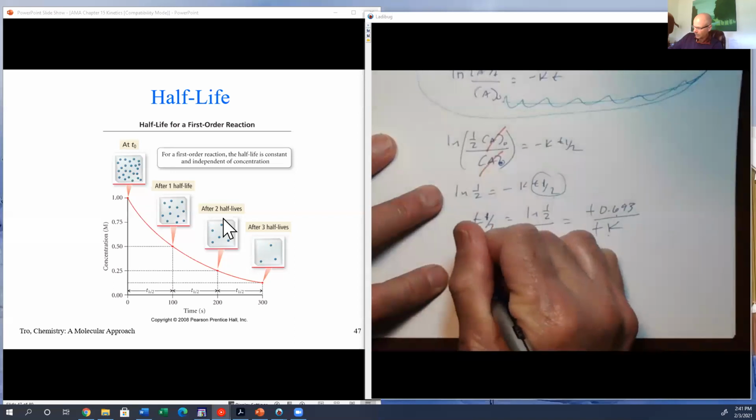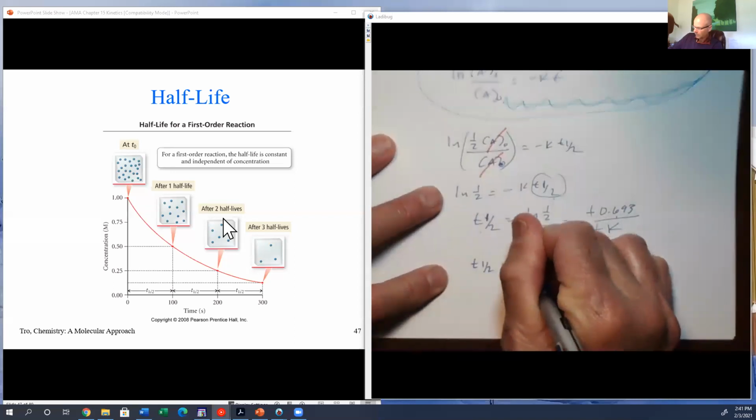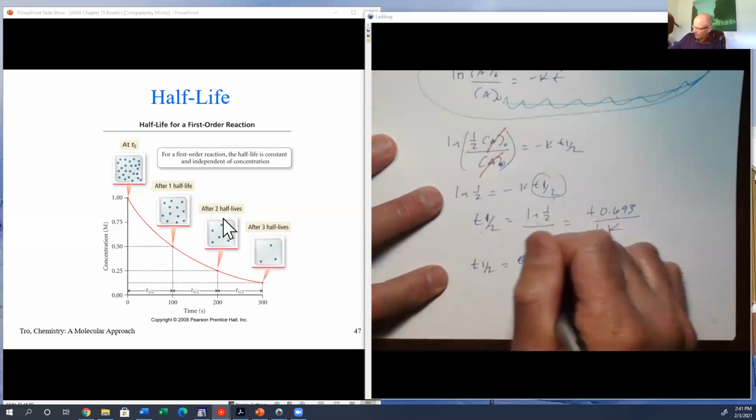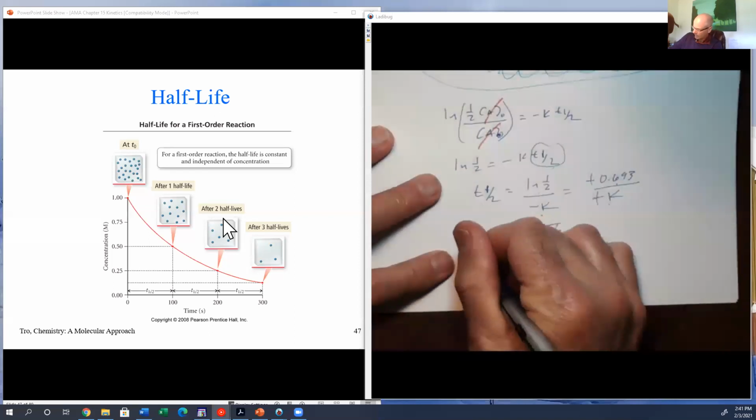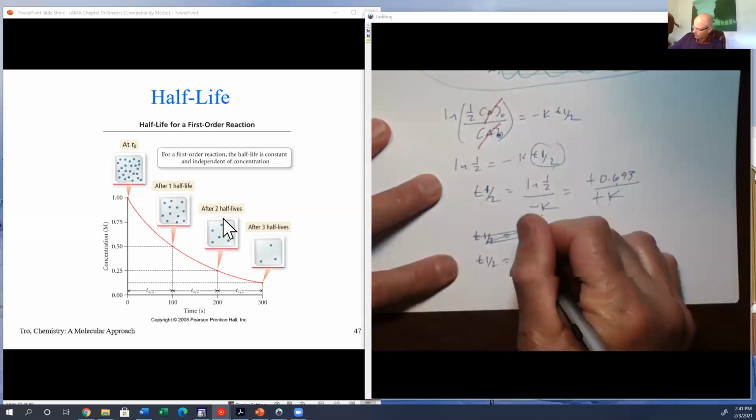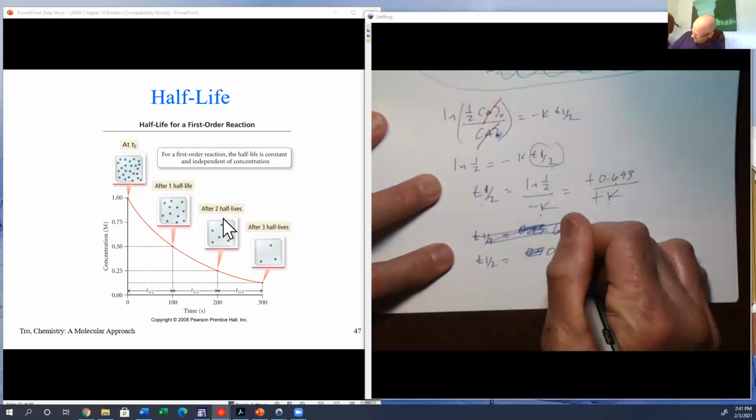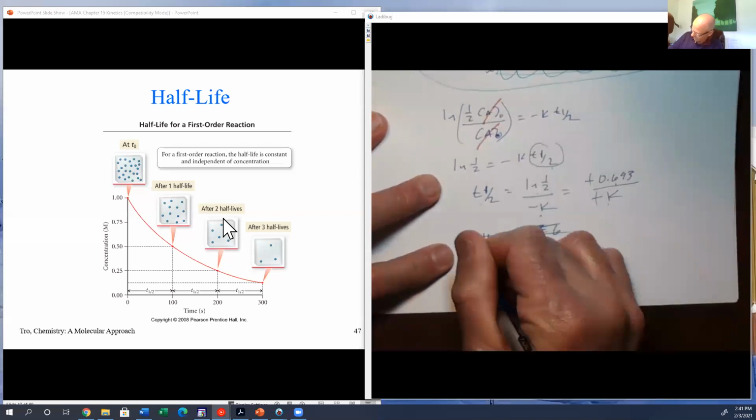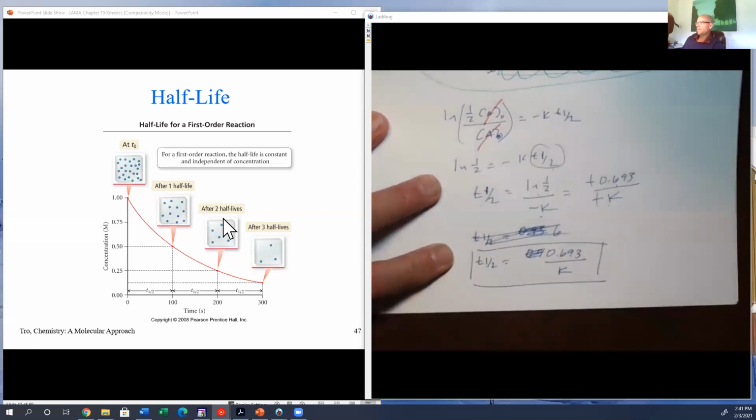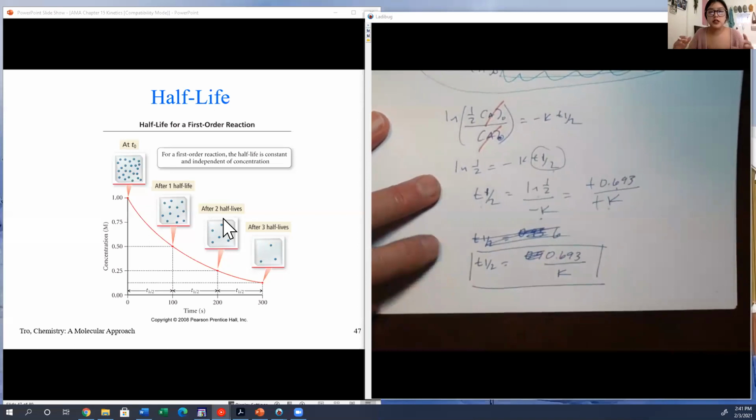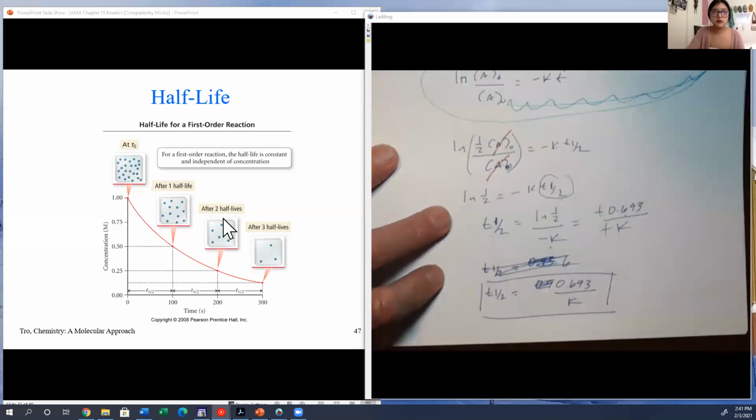So I end up with this expression. Oh, I can't write. T 1/2 is equal to 0.693 over k. Can you scoot it down a bit to make sure I didn't miss anything from above?